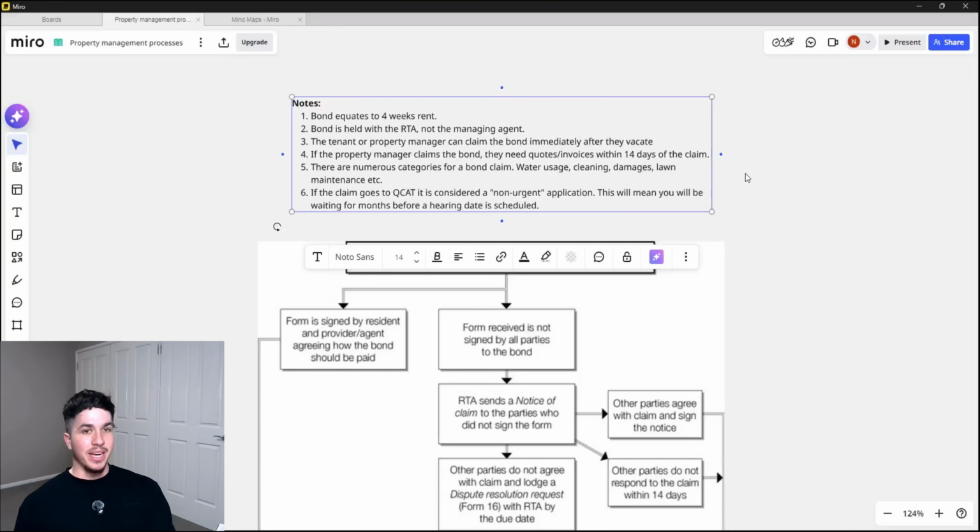Make sure the property is clean when they move in, and secure a quality tenant. And then hopefully you won't have to go through all of this.